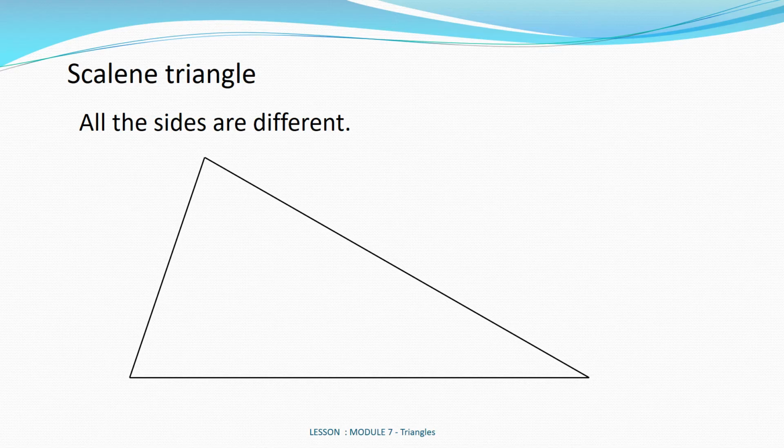In this case, we're speaking of a scalene triangle. When we speak of a scalene, we're saying that if we look at the sides of this triangle, they differ. They're not the same. The first side is not the same as the second side, and it's not the same as the third side. So it is regarded as a scalene triangle because the sides are different from one another.